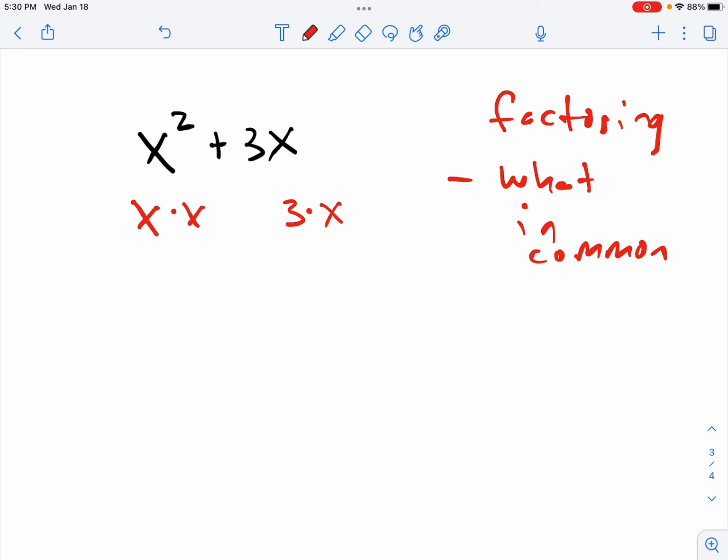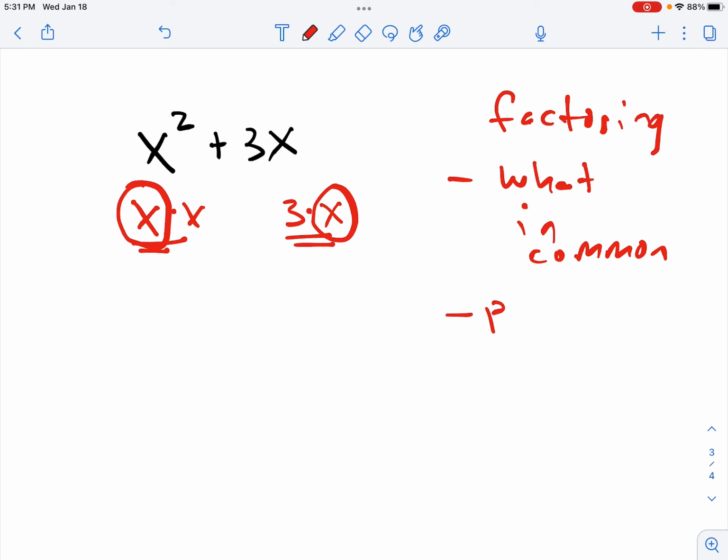Think of this as though these two things were on a date together. And you know, on a date you'll talk and find out what you have in common with each other. If these two started talking, they'd find that they both have an x in common. Okay, now the first step of factoring is you find out what they have in common.